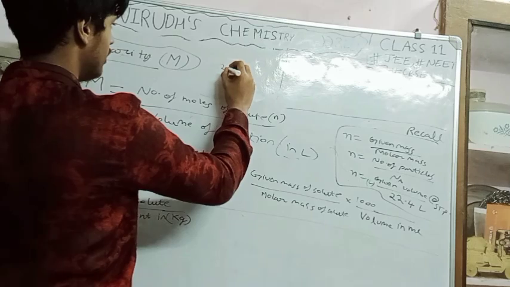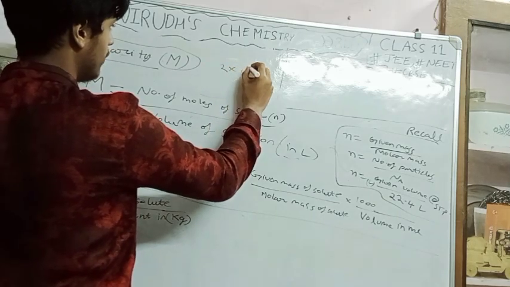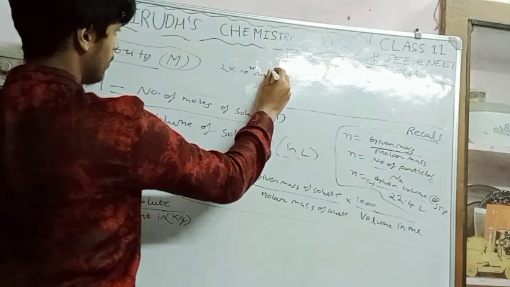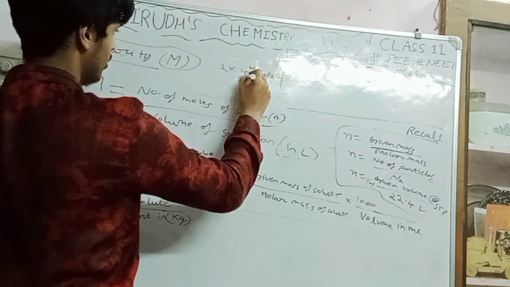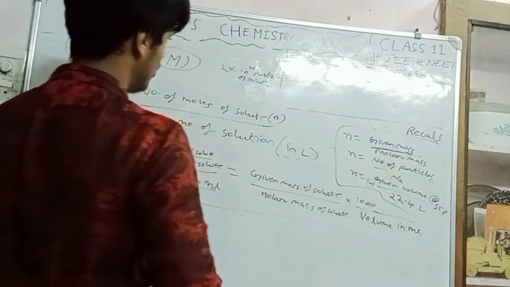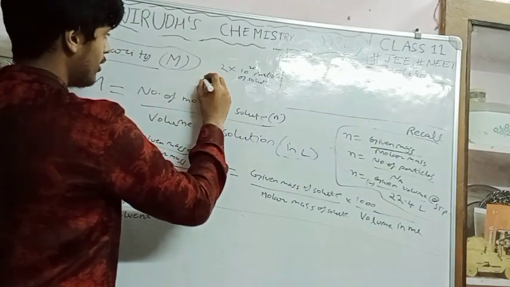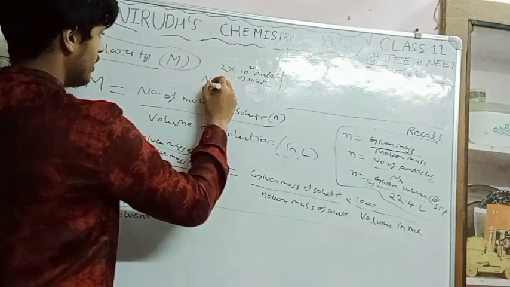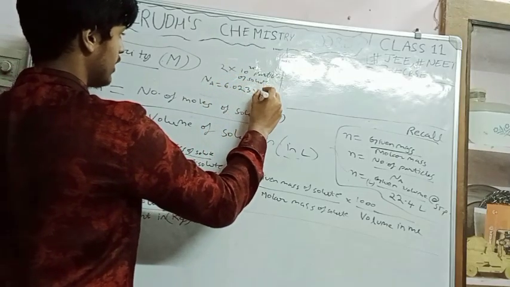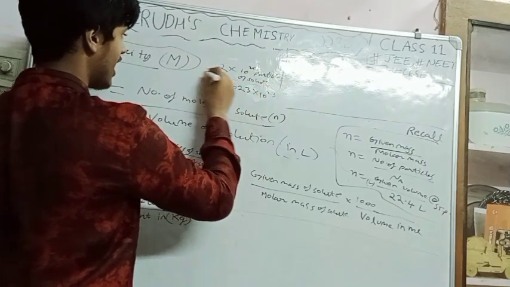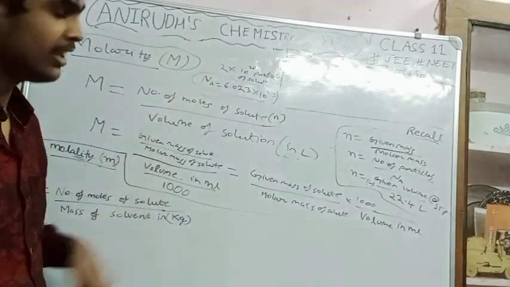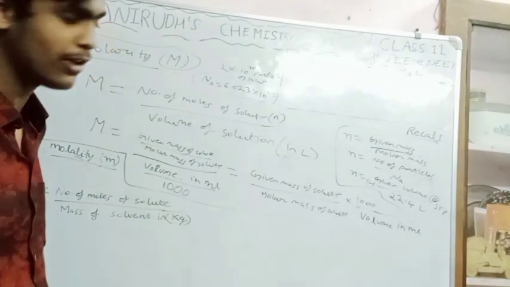You will be given 2 into 10 to the power of 20 particles of solute. Accordingly, you should derive the number of moles. Since you know that the Avogadro number, Na, is nothing but 6.023 into 10 to the power of 23. This is the Avogadro number. I told you previously, Avogadro number Na is 6.023 into 10 to the power of 23.